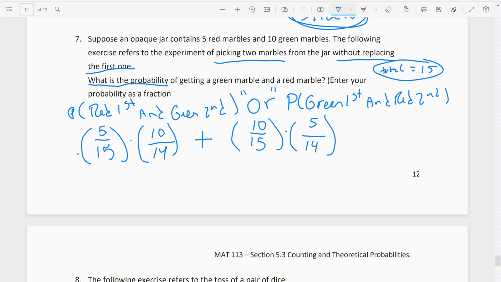Just make sure you're careful. I just multiply it straight out and then use my fraction key since it's asked for a fraction. So I take 5 over 15 times 10 over 14 plus 10 over 15 times 5 over 14. And where I have parentheses, I tend to put parentheses as well. And then you hit your fraction key and it should come out 10 over 21.